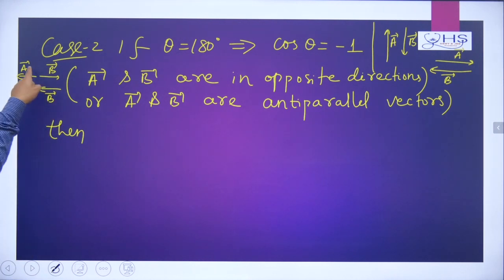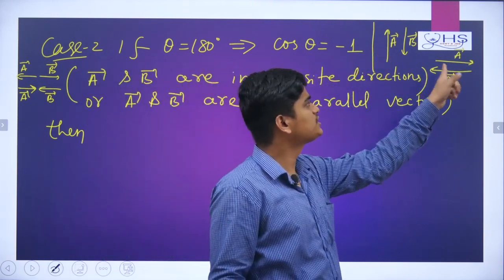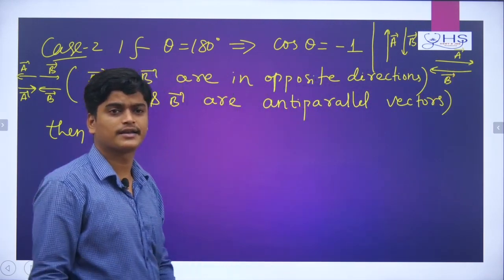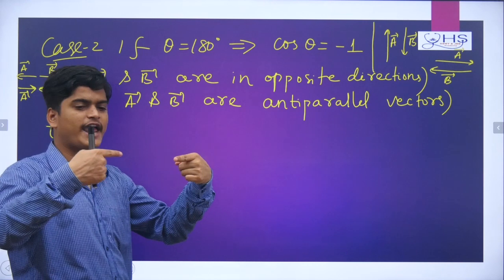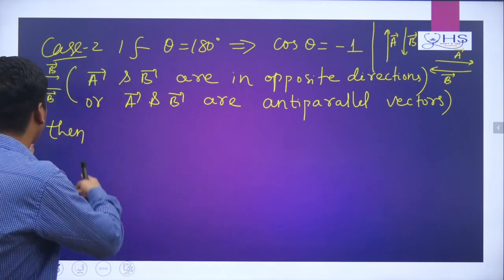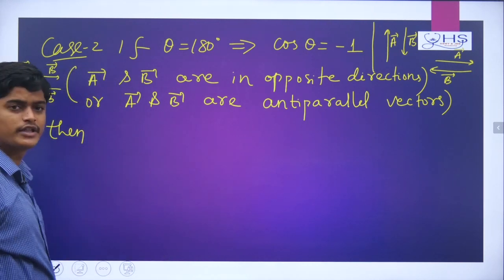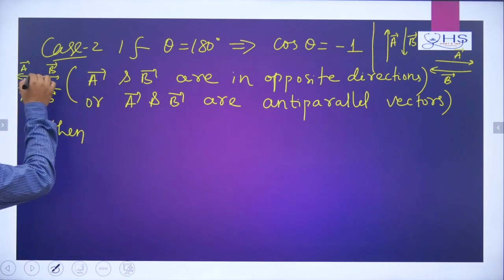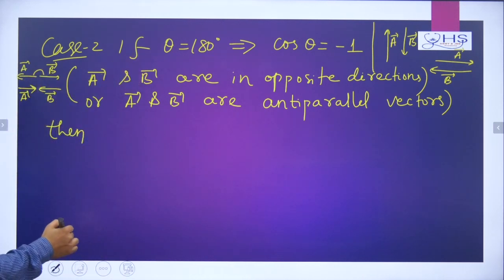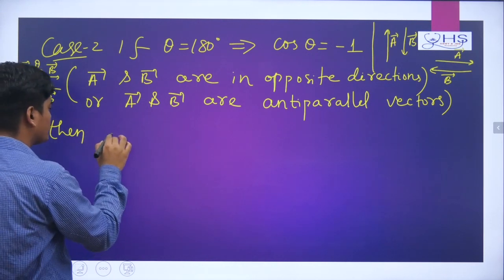So see, this type of case, this type of case also, all are basically anti-parallel cases. Okay, either both heads are joining like this, or both tails are joining like this. So they are anti-parallel vectors, and the angle between them, how much? This angle is nothing but 180 degree. Okay, this is angle theta, that is 180 degree. Then what will happen to the resultant?